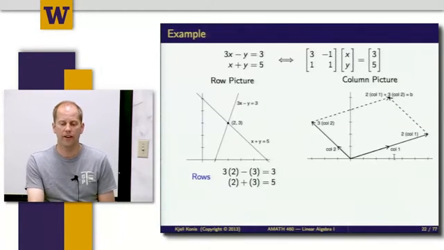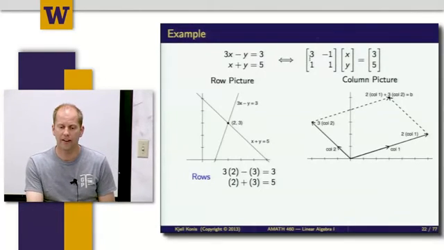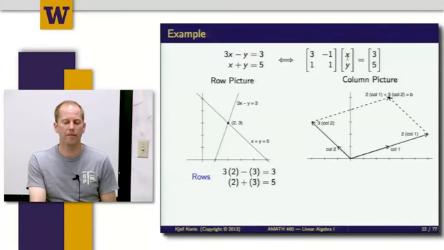I can also draw the column picture. So this one's a little bit trickier to see, but the columns are 3, 1, so that gives me my first column. And so this arrow here, labeled column 1, I go over 3 and up 1, so this is column 1. Column 2 is negative 1, 1, so that's this vector here, and it's labeled column 2. And then I'm looking for a linear combination, so I'm looking for something times column 1 plus something times column 2 that's going to equal 3, 5. And so you can visualize that.